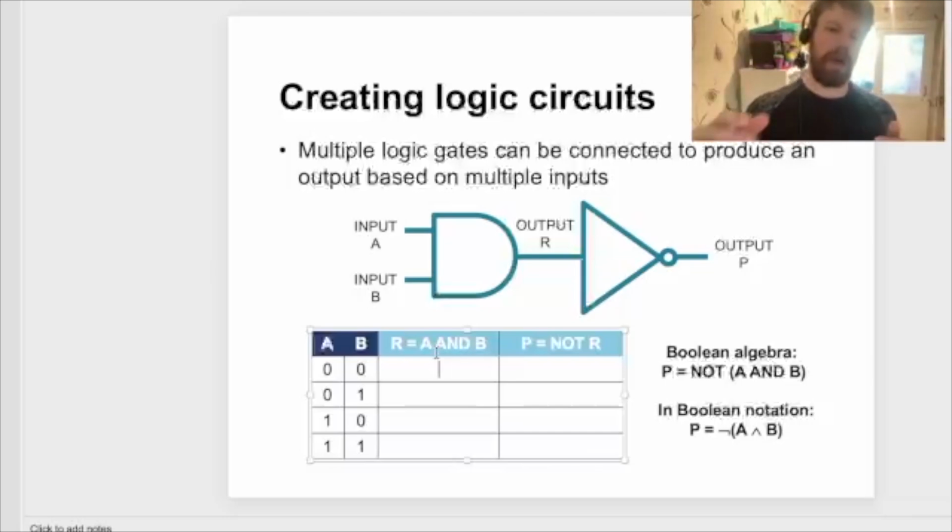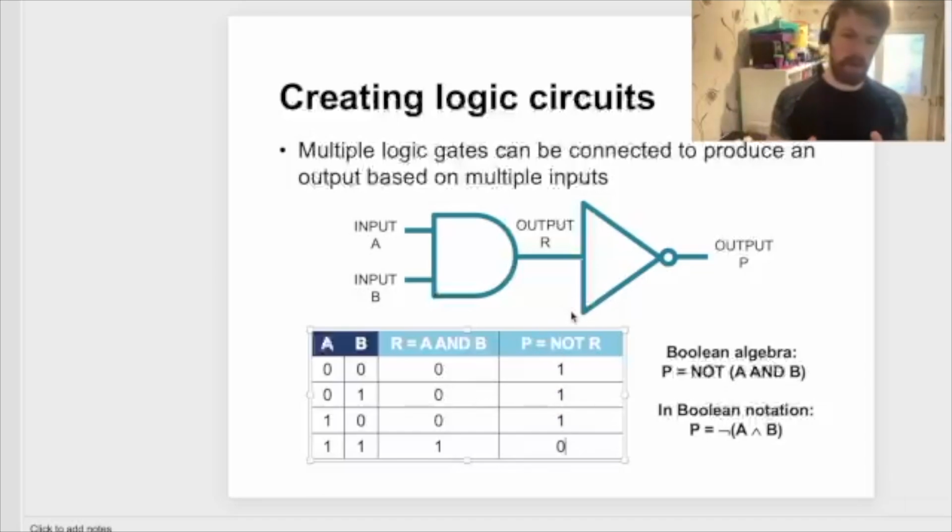So here we've got 0 and 0. The truth table for that is going to be 0. 0 and 1, remember that's going to be 0. 1 and 0, that's going to be 0, and then 1 and 1 is going to be a 1. Then we take the output here, and then it goes into a NOT gate. So it's just going to be reversed. So it's going to be 1, 1, 1, 0.